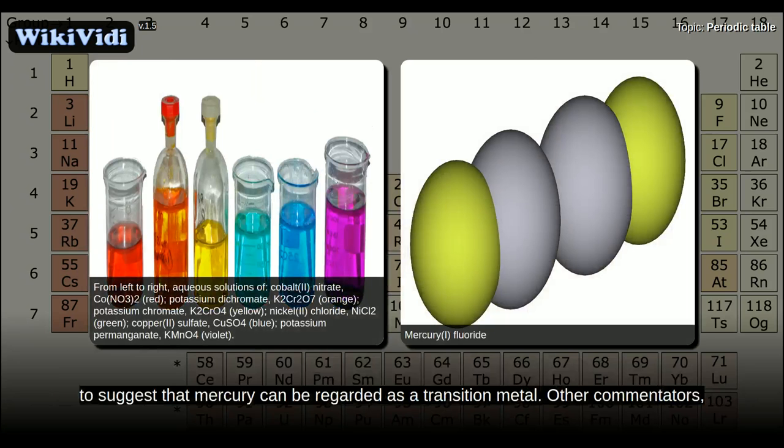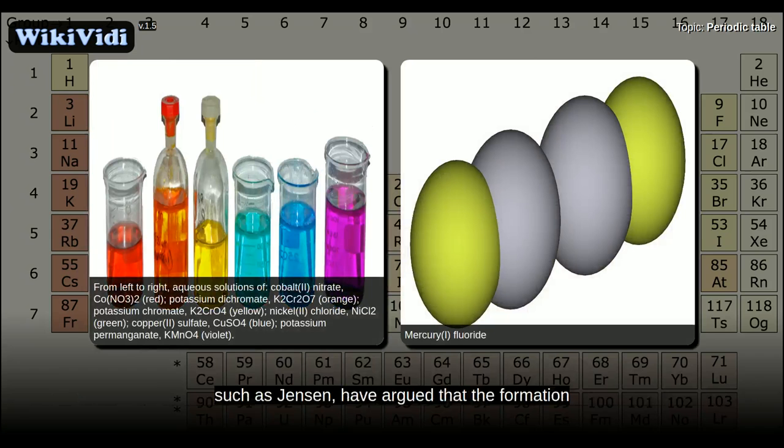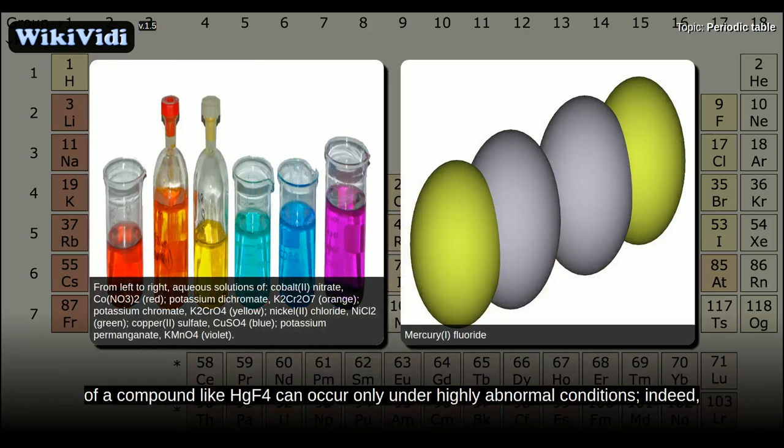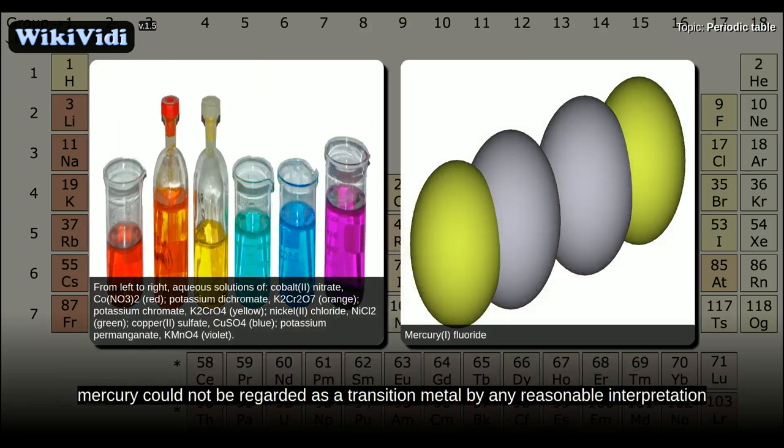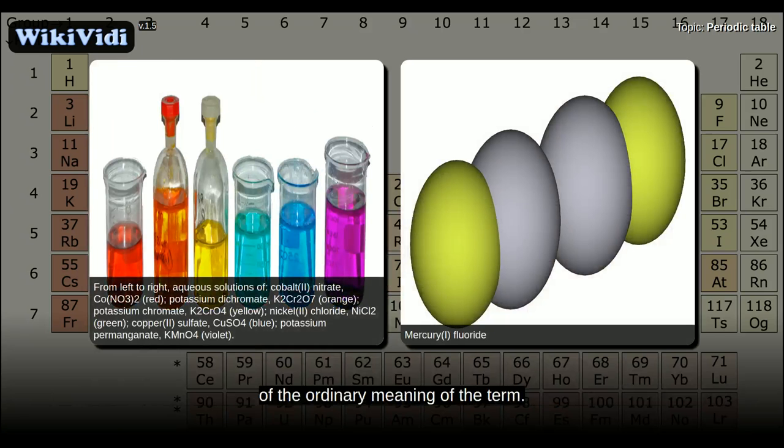Other commentators, such as Jensen, have argued that the formation of a compound like mercury(IV) fluoride can occur only under highly abnormal conditions. Indeed, its existence is currently disputed. As such, mercury could not be regarded as a transition metal by any reasonable interpretation of the ordinary meaning of the term.